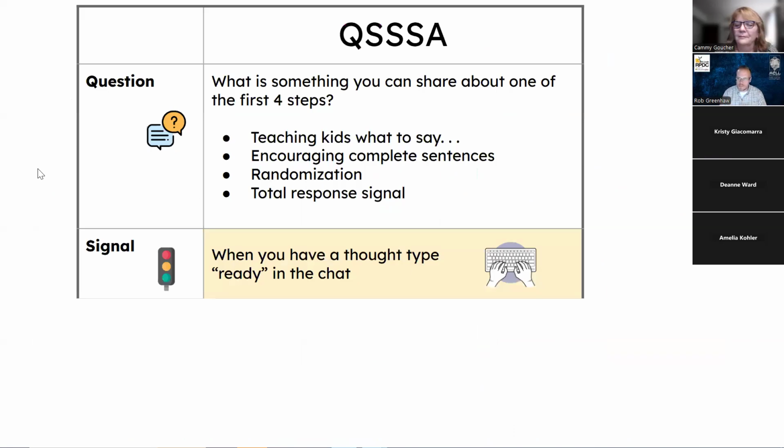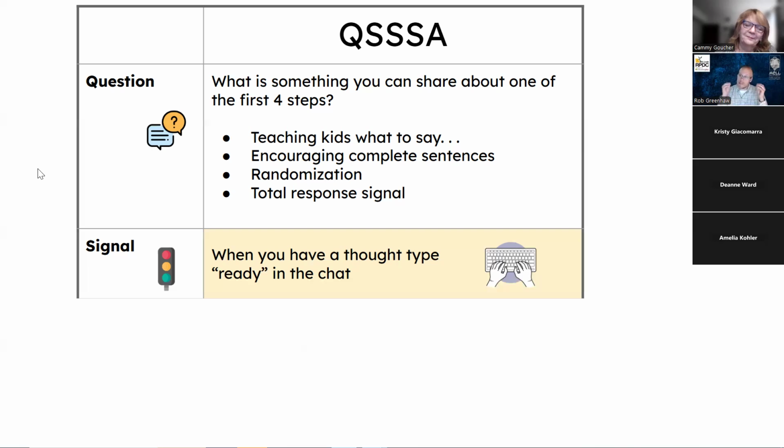What I want you to do is think about which of these four steps you have implemented and maybe have something to share about. It could be that you've created the poster about teaching kids what to say when they don't know what to say. Maybe it's about encouraging your students to use complete sentences, or you've been using sentence frames more. Maybe you've been doing a little more randomization and you want to share how your kids have responded to that. Or maybe you've been doing some total response signals. It could be that you want to share, hey, this is something I really want to start implementing. I haven't quite done it yet.